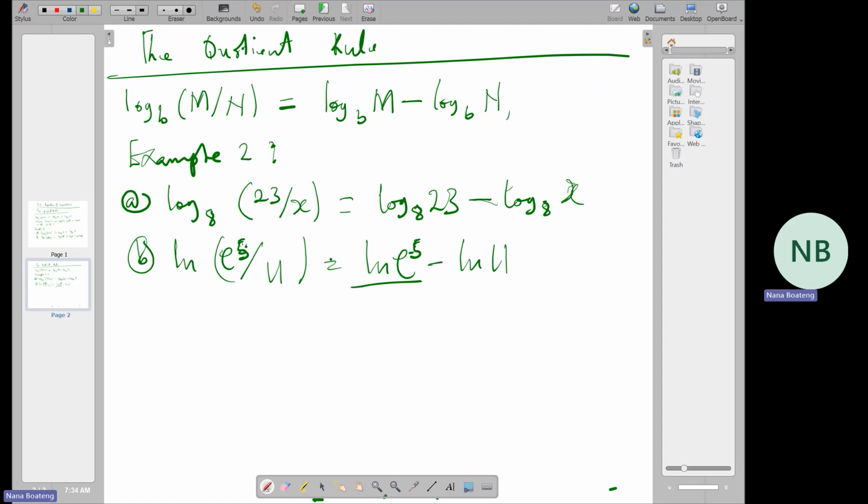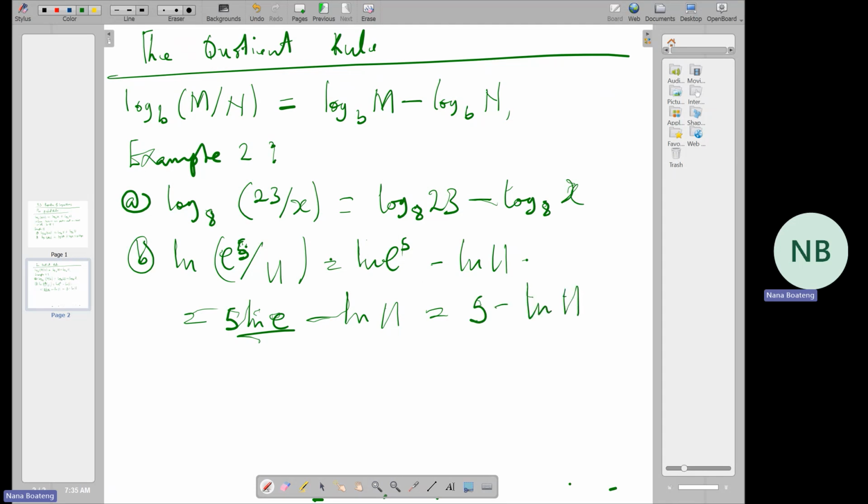And by the properties of logs, log of e to the exponent 5, let me write this one. Log of e to the exponent 5 is equal to 5 log of e minus log of 11. And by the properties of logs, again, log of e is equal to 1. So this equals 5 minus natural log of 11.